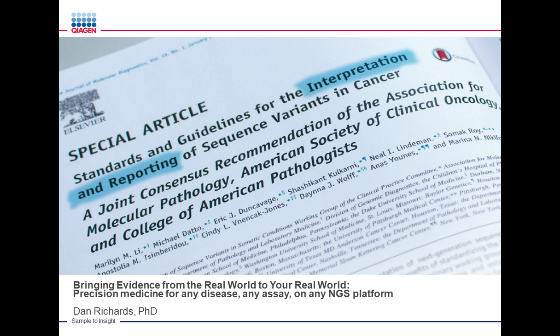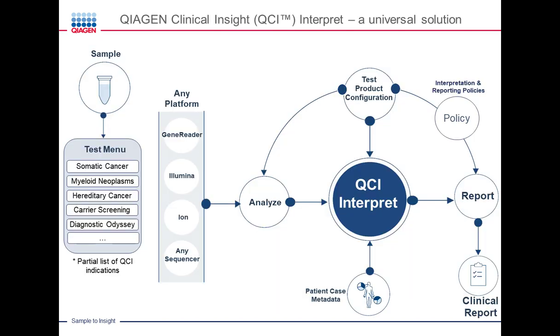And with that, let me give a brief overview of how this QIAGEN Clinical Insight fits into the overall workflow, laboratory testing for hereditary or somatic cancer. So basically, samples come in to the lab. There's a test menu that's supported by QCI Interpret. Somatic cancer, myeloid neoplasms, as well as hereditary cancer carrier screening and other applications are supported.